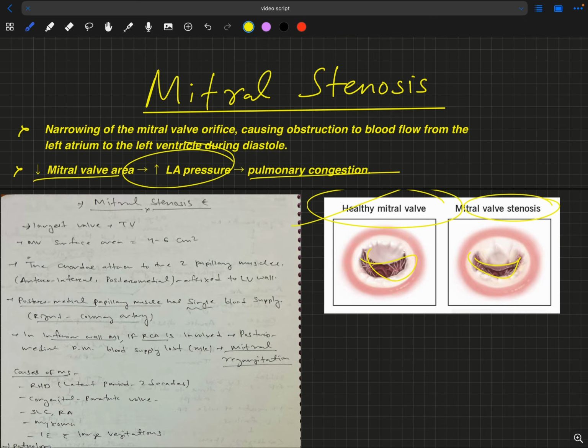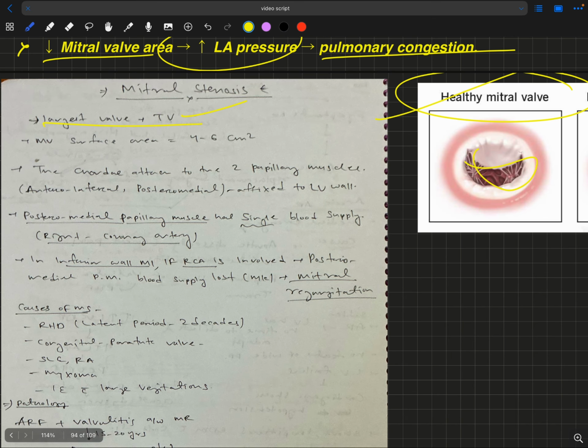So let us discuss some anatomy. The largest valve is the tricuspid valve. Mitral valve surface area is 4 to 6 cm squared. Aortic valve surface area is 3 to 4 cm squared. The chordae tendineae are attached to two groups of papillary muscle. They are the anterolateral papillary muscle and the posteromedial papillary muscle, affixed to the left ventricular wall.